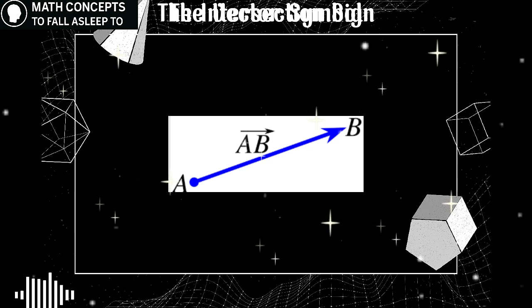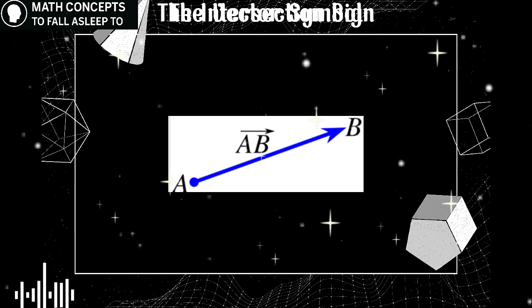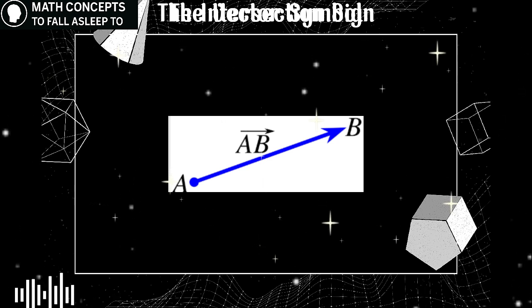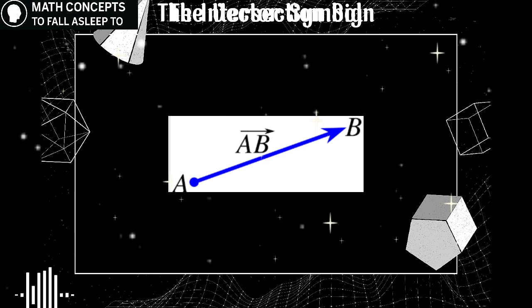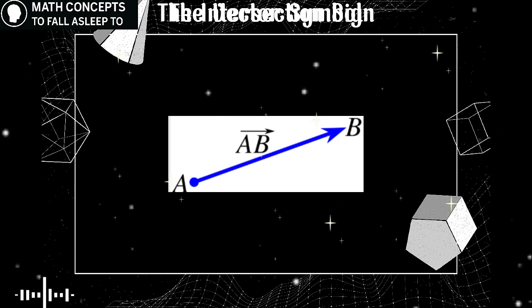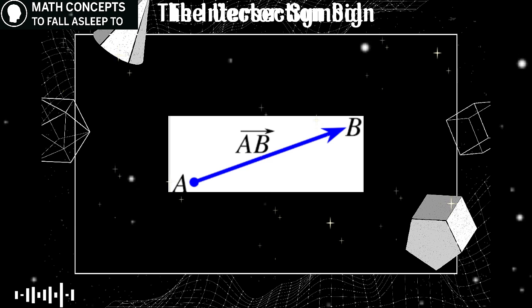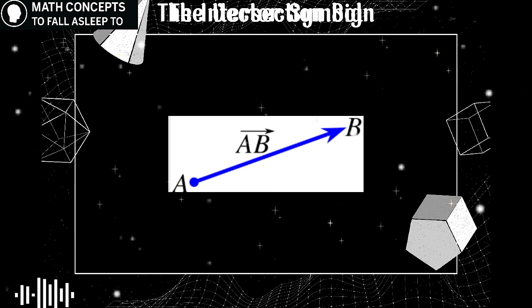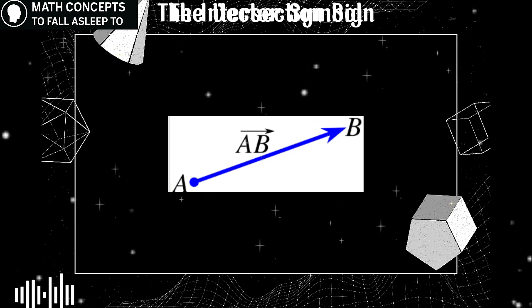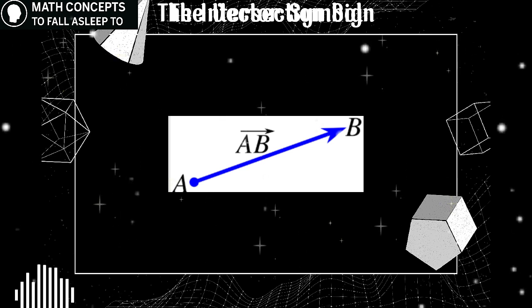Usage context. Used in linear algebra, geometry, computer graphics, physics, and engineering. Determinants are vital in solving systems of equations, checking if a matrix is invertible, and understanding how space is transformed.